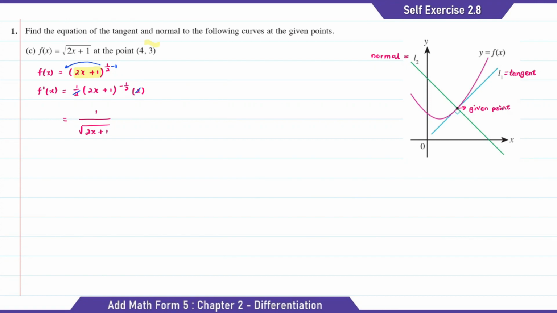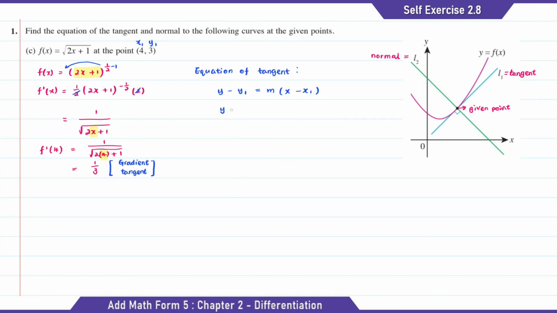To find the gradient of the tangent, substitute the x-coordinate of the given point, which is 4, into the first derivative. This is equal to 1 over 3. So here, let the given point be x1 and y1. Then the equation will be y minus 3 equal to 1 over 3 times x minus 4. Then y equal to 1 over 3 x minus 4 over 3 plus 3. Then the equation will be y equal to 1 over 3 x plus 5 over 3.